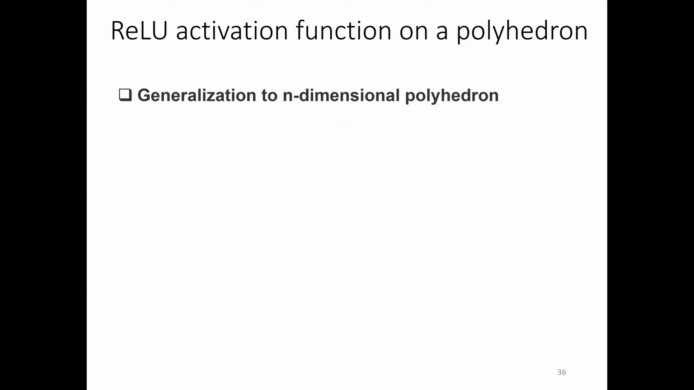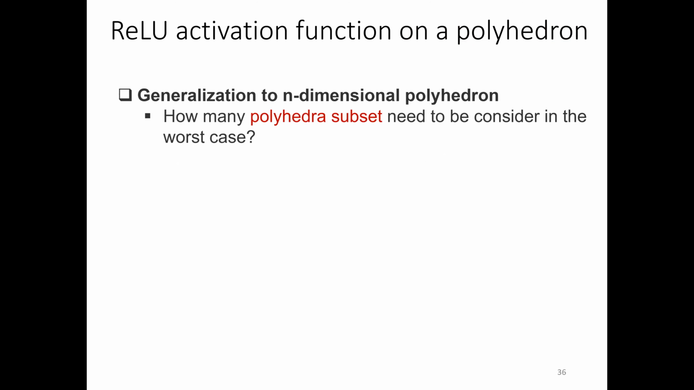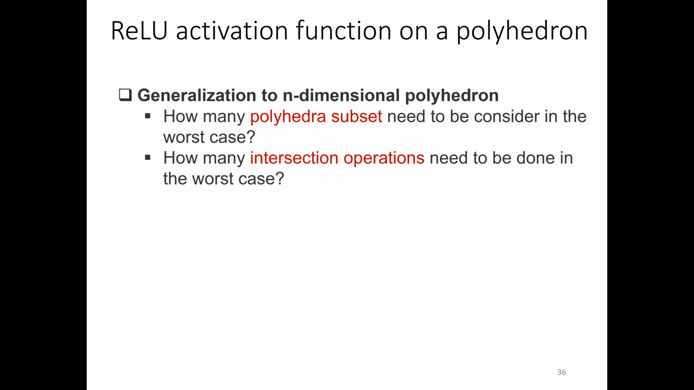So now when we generate an n-dimensional polyhedron, here are several questions I want to ask. First, how many polyhedron subsets need to be considered in the worst case? You already answered this question, right? It's 2 to the power n. And then, how many intersection operations need to be done in the worst case?